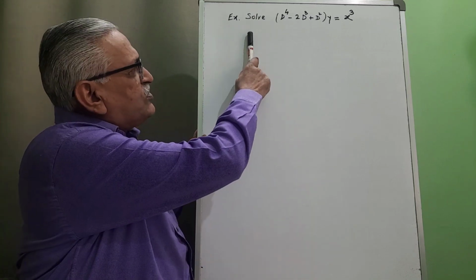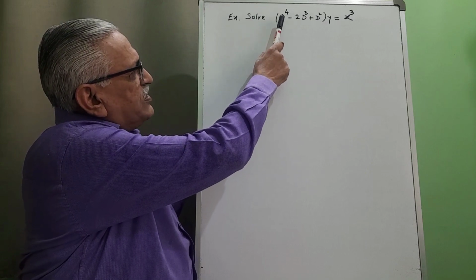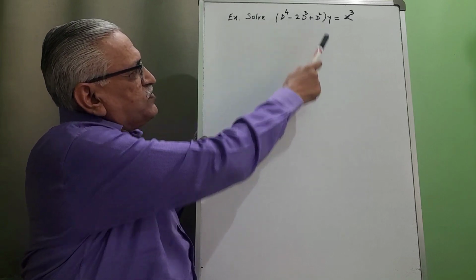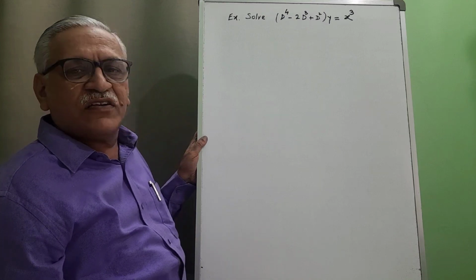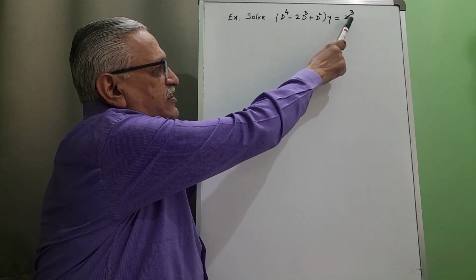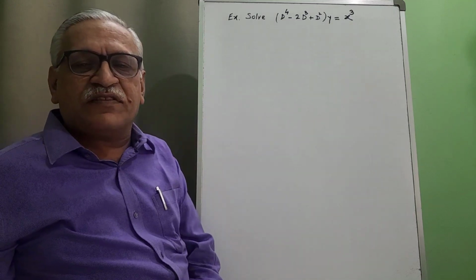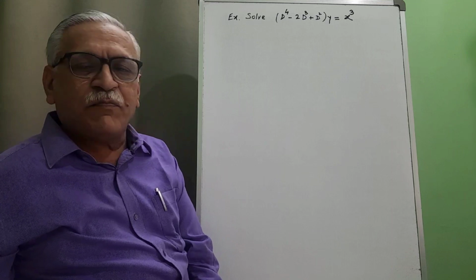Case number 4: solve the differential equation (D^4 - 2D^3 + D^2) y = x^3. As the term on the right hand side is x^3, it is of the type x^m, case number 4 for finding the particular integral.